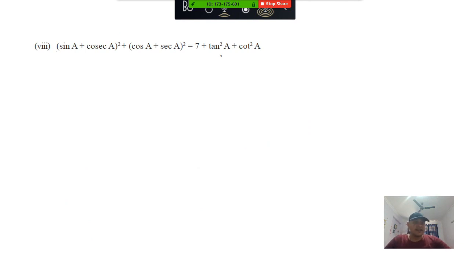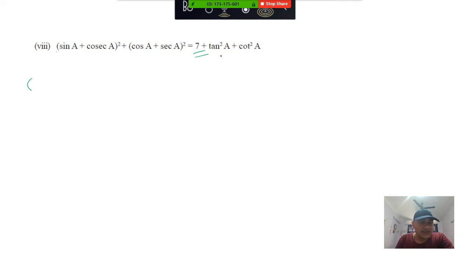The next question is (sin a plus cosec a) whole square plus (cos a plus sec a) whole square is equal to 7 plus tan square a plus cot square a. Most of the students don't try this question. This is a very easy question, but they always say, oh my god, how 7? When they see this term 7, they are very strange, how can 7 come? No, I cannot solve it. But actually this is a very easy question. Just open the squares using the formulas.